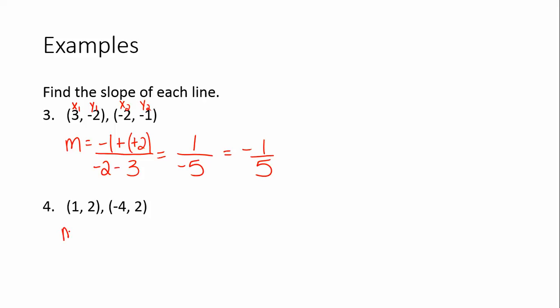Go ahead and pause the video if you want to try number 4 on your own. I'm not going to label this one, so I'm going to do y2 minus y1. It's the second y minus the first y. So 2 minus 2 over the second x minus the first x, negative 4 minus 1. So I get 0 over negative 5, which is just 0. So if slope is 0, remember what kind of line that is. That's going to be a horizontal line that has 0 slope.